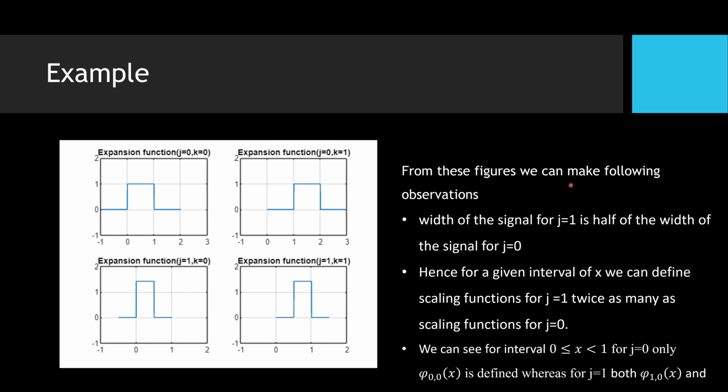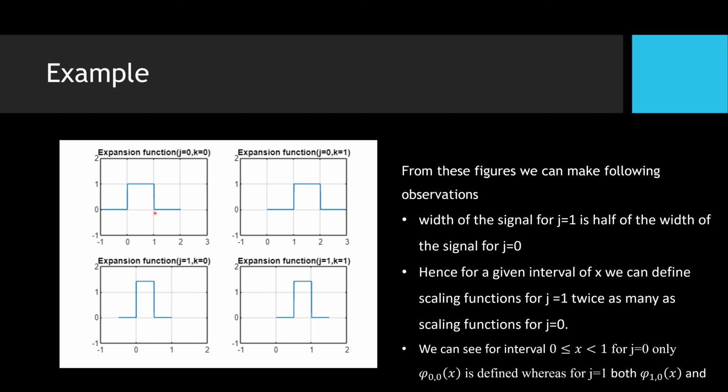So from these figures, we can make the following observation. Width of the signal for j equal to 1 is half of the width of the signal for j equal to 0. Hence, for a given interval of x, we can define scaling functions for j equal to 1 twice as many as the scaling functions for j equal to 0. So here you can see for j equal to 0, k equal to 0 and k equal to 1, both plots have the same width of 1 unit. And for j equal to 1 and k equal to 0 and j equal to 1 and k equal to 1, both plots have the same width of 0.5 unit.